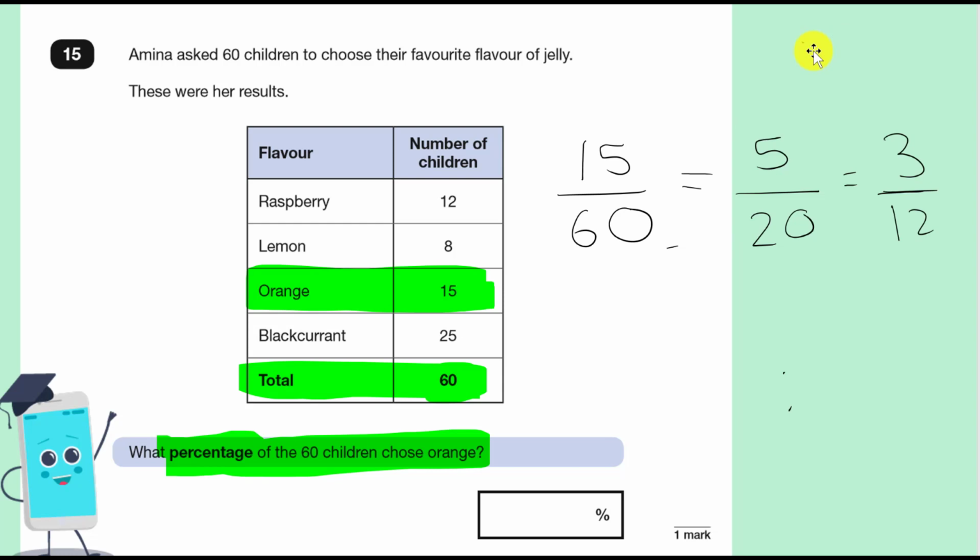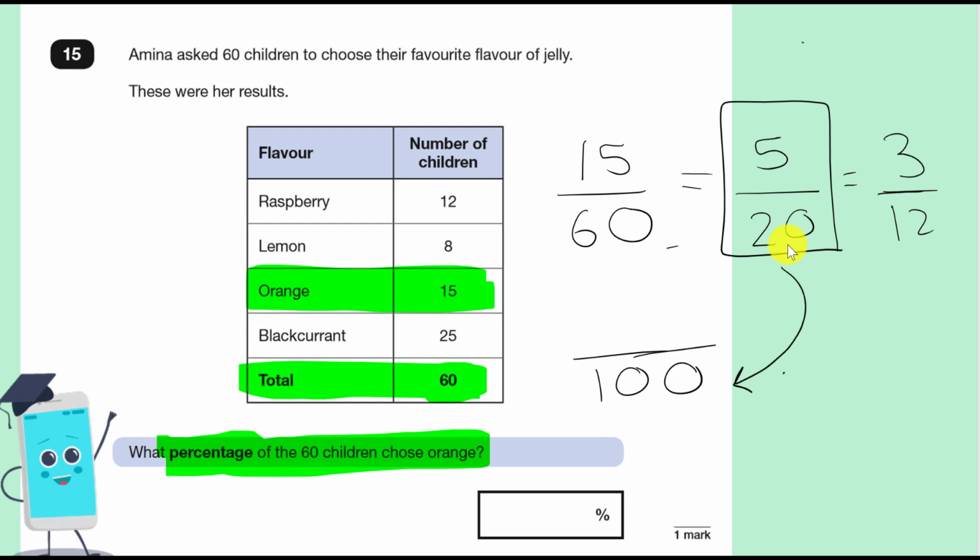Are any of those better at going to 100? Is it going to be easier to change one of these two to a fraction over 100? Now, if I look at 3 12ths, 12 is not a factor of 100. 100 is not a multiple of 12. But this 20 is a factor of 100. I know that there's 5 20p's in a pound. So there are 5 20s in 100.